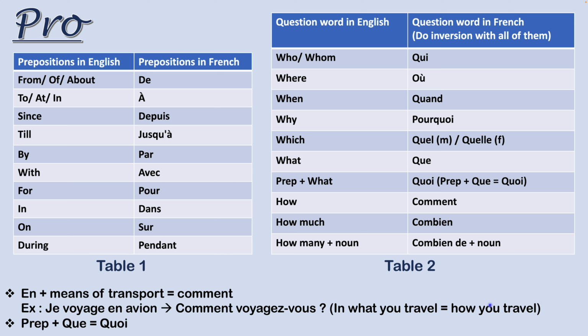Similarly, this rule is also applied to French. So how you travel: comment voyagez-vous. Here, as you see, inversion is done, because I told you without inversion it's not acceptable. So inversion is a must. And I told you preposition plus que is qua. If que is preceded by a preposition, this que turns into qua. This I've already told you, and further in the examples I'll take this point up.